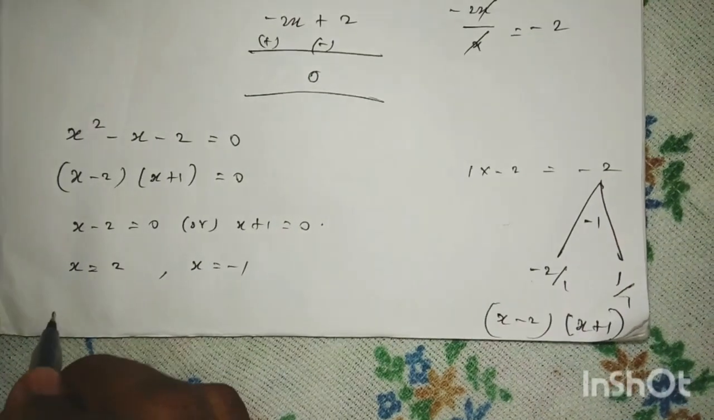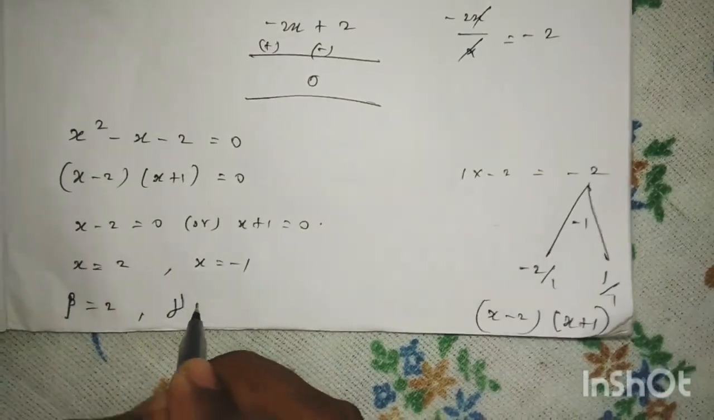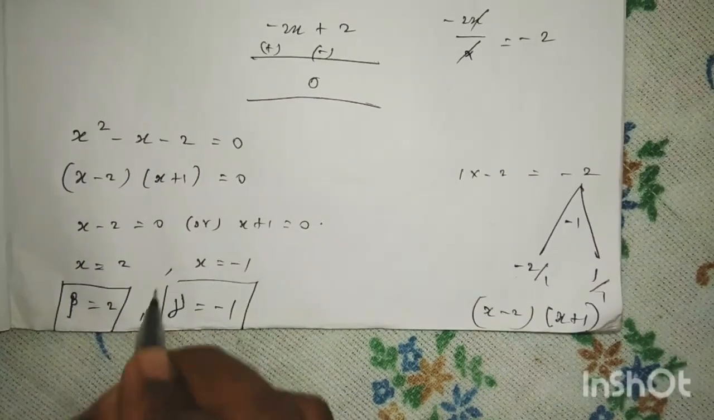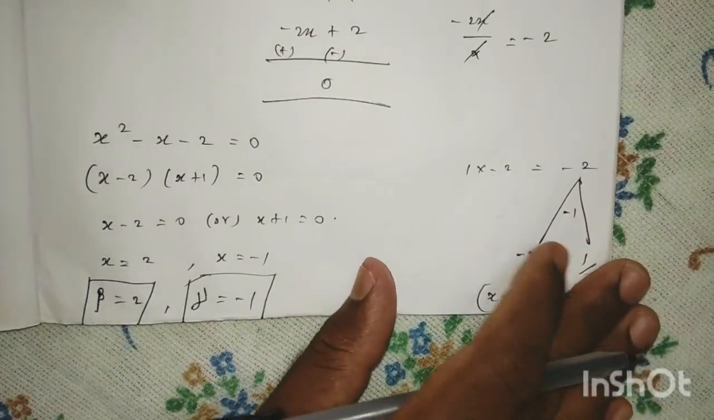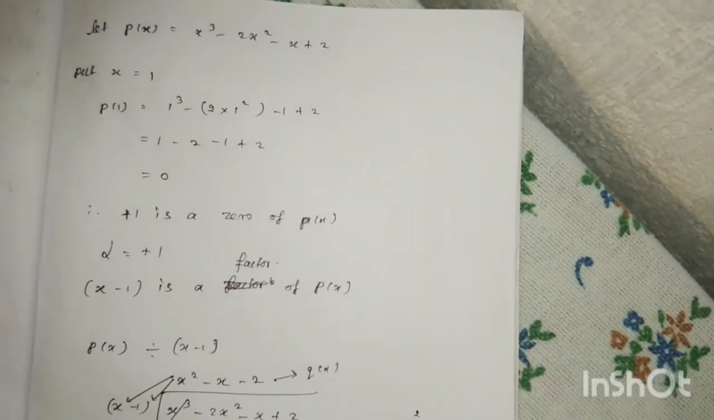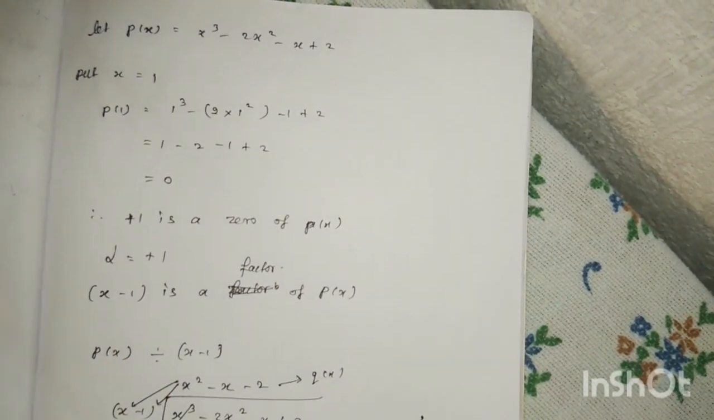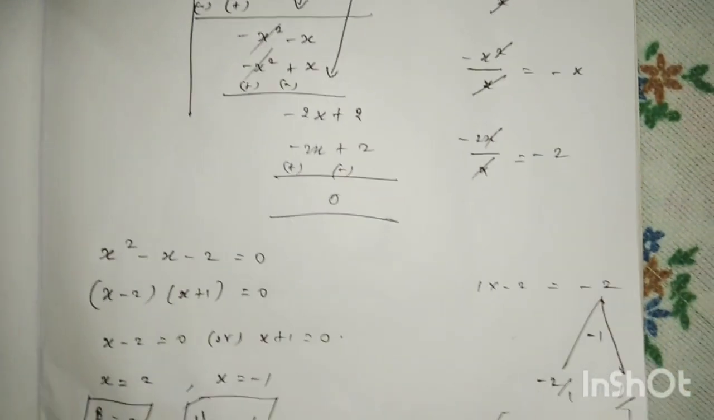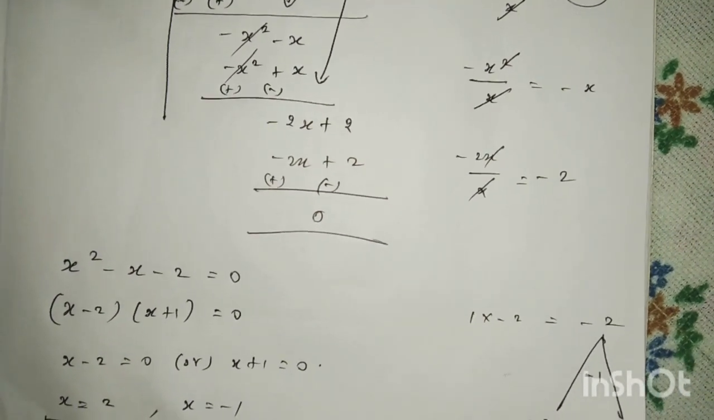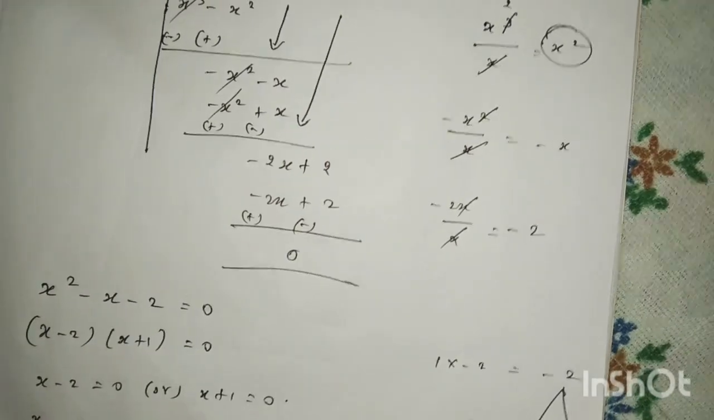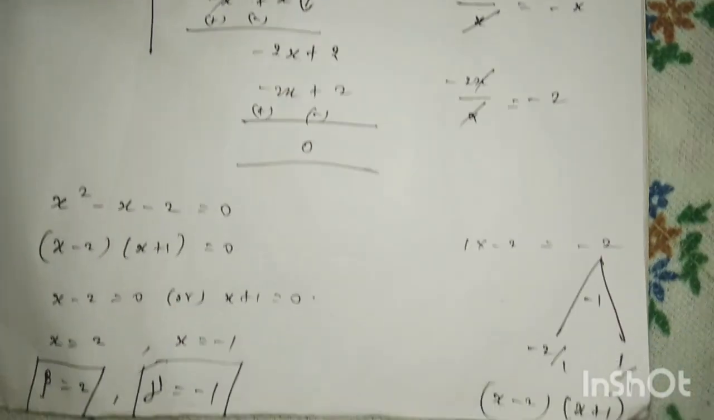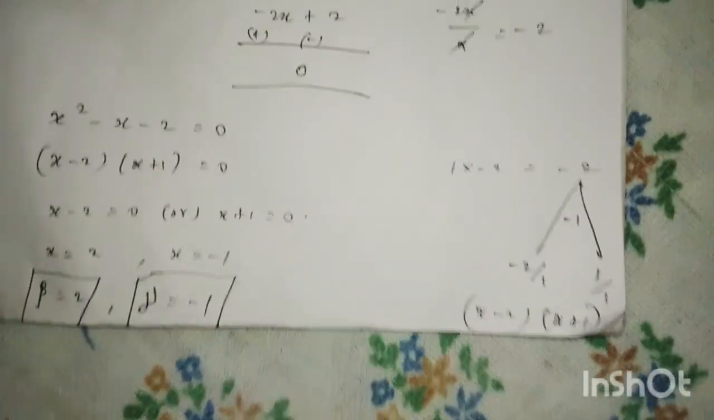The first one we already took as alpha. Now we take beta as 2 and gamma as minus 1, right? Now we have found the 3 zeros. So given a cubic polynomial, we find the first zero, convert it into the factor, use the factor to divide p of x, and get the quadratic polynomial by usual division. Then from the quadratic polynomial we find the factors, convert the factors into zeros, and find the remaining zeros also, right? So we found the 3 zeros.